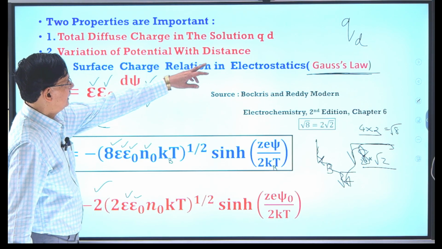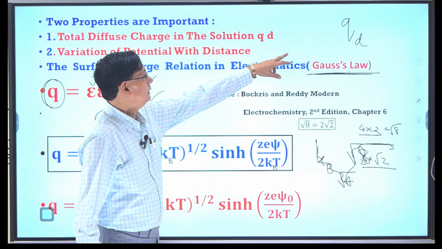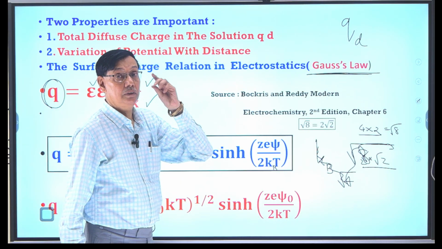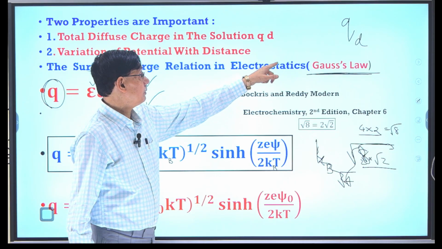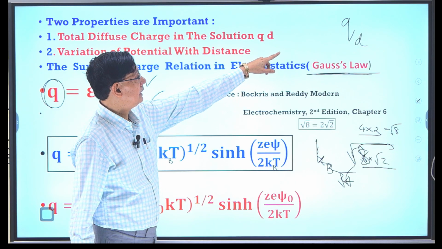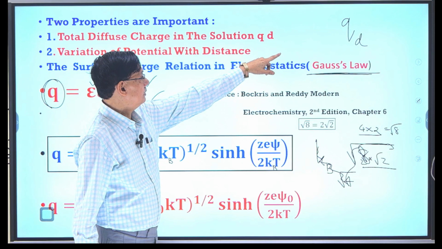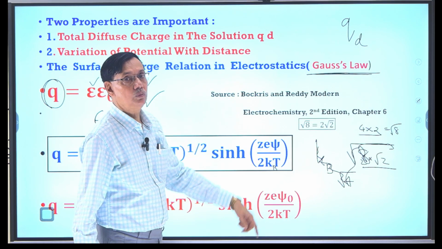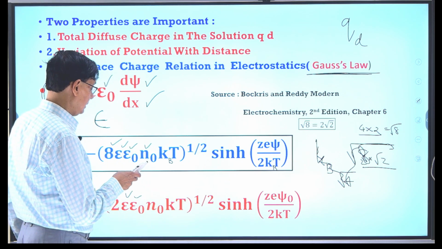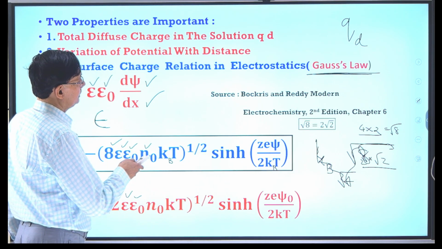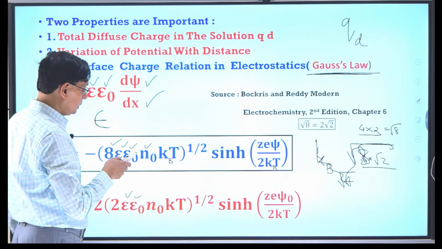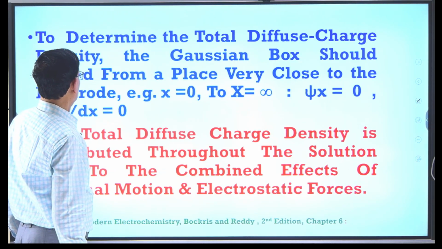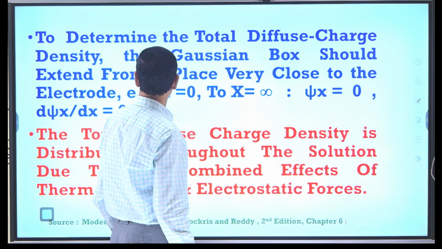That means I am getting that QD. Now what will we have to do? To find the capacitance, the QD with respect to dψ. So the next part is that differentiation of QD with respect to ψ. So determine the total diffuse charge density.